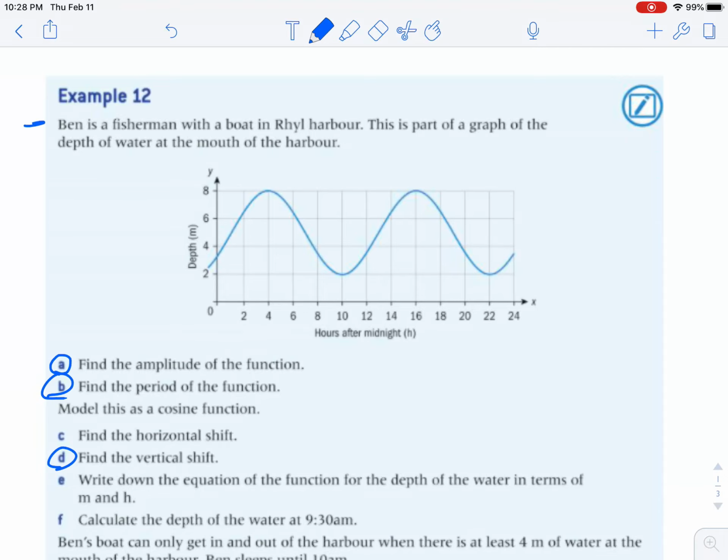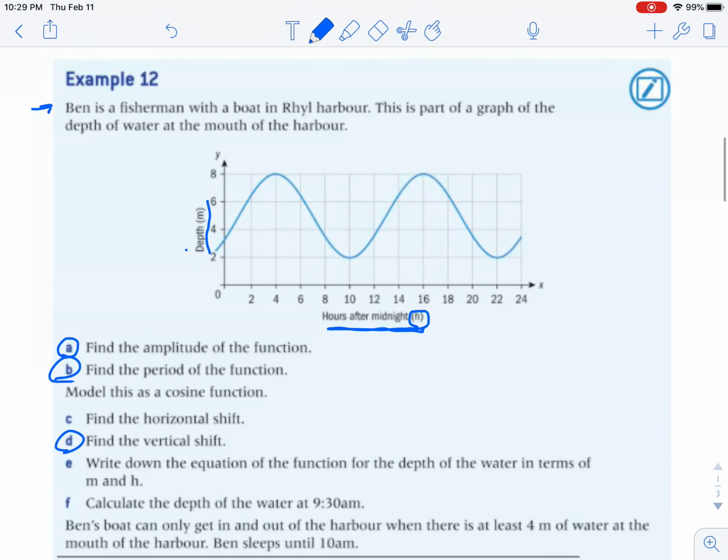It says Ben is a fisherman, and he has this boat in Ryle Harbor. I'm not sure if I'm pronouncing that correctly or not. And it says this is part of the graph of the depth of the water at the mouth of the harbor. So we can see that on the independent variable, the horizontal axis, we have hours after midnight. So H stands for hours. And then on the vertical axis, we have the dependent variable, the depth of the water at the mouth of the harbor, and that's in meters.